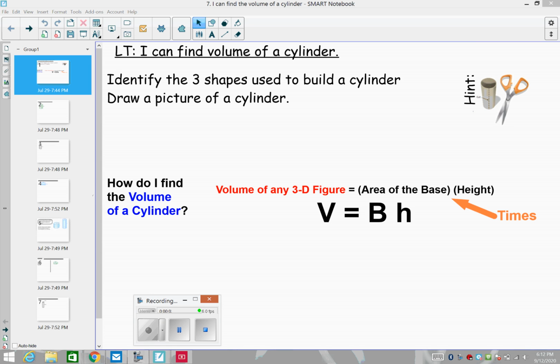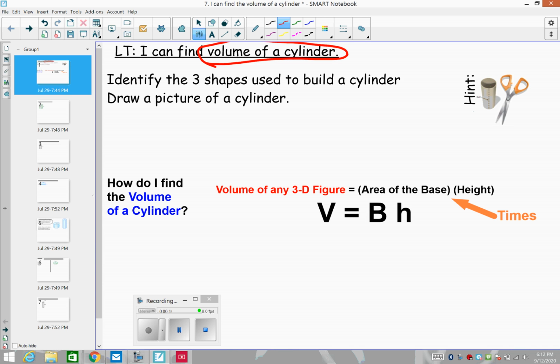Hey, math friends. Our learning target today is that I can find the volume of a cylinder. So again, the geometry stuff in 7th grade always has something to do with circles or cylinders. That's pretty much the only learning target that we have in the geometry category. So you absolutely will need a calculator today because we'll be doing a lot of calculator entry.